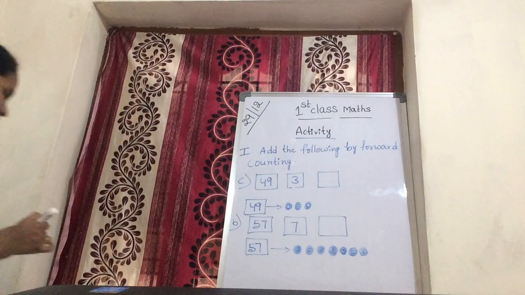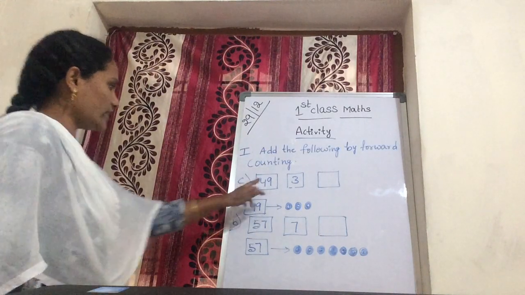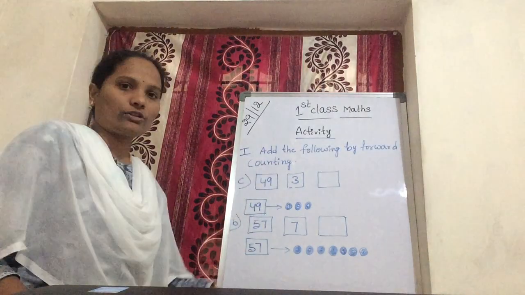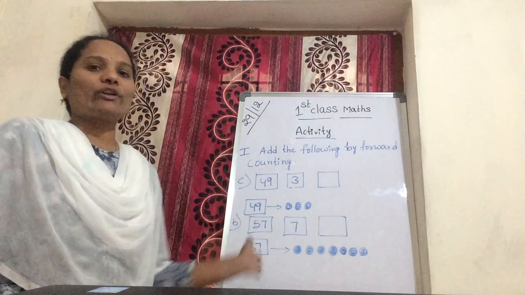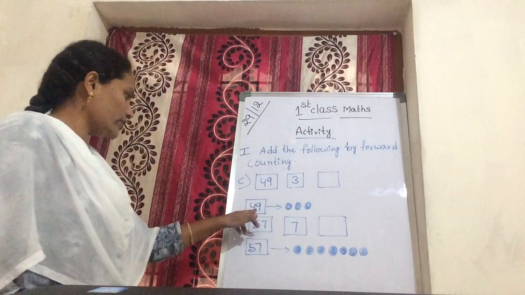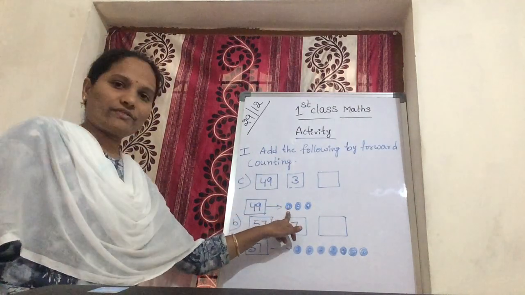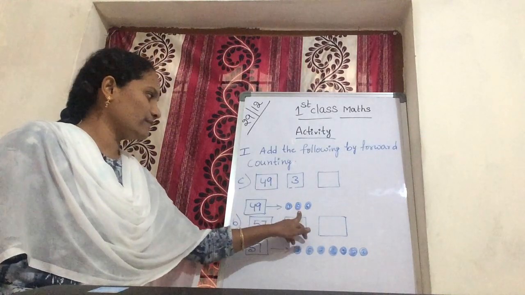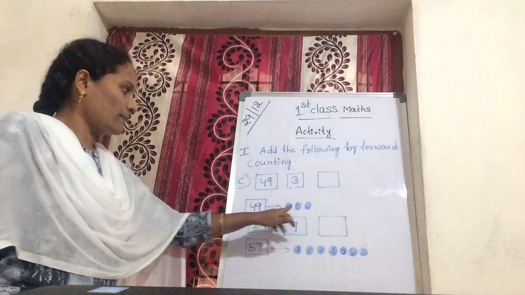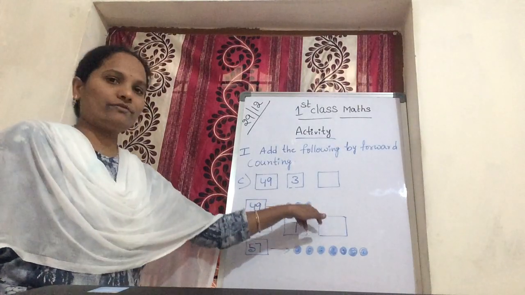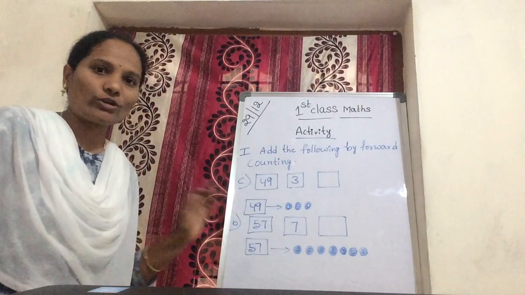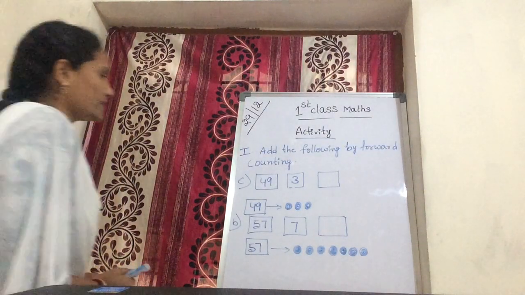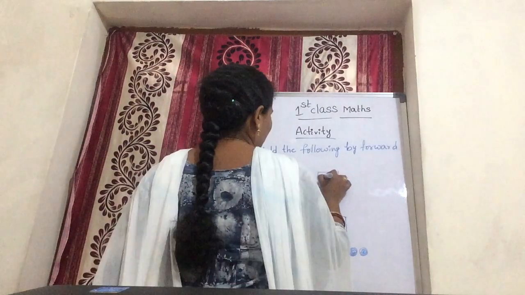Now the same as it is. What is this? 49 plus 3. You are counting the same as it is. 49 after, you are counting. You will start from 49 after: 50, 51 and 52. Okay. So 49 plus 3, you get how much? 52. Write in this box 52.